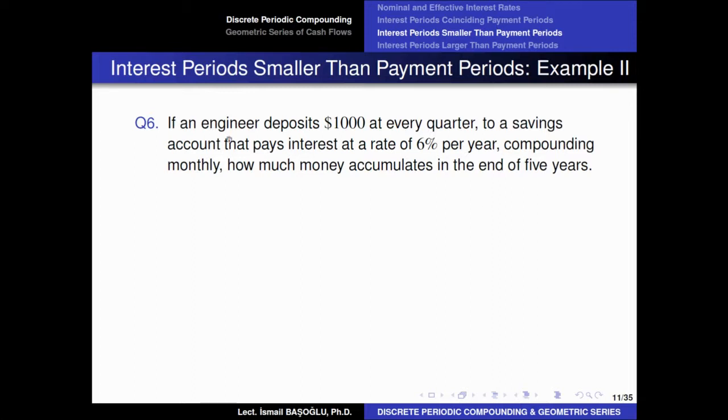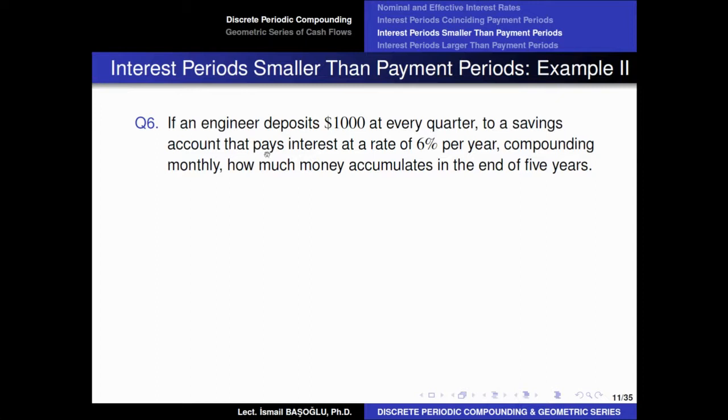You see, it says an engineer deposits $1,000 at every quarter to a savings account that pays interest at a rate of 6% per year, compounding monthly. So the input of the question is given in this whole sentence. So we need to understand. There is a uniform series of payments at a constant amount, which is $1,000, but at every quarter, which means the payment periods are every 3 months. Every quarter means every 3 months we have the payment periods.